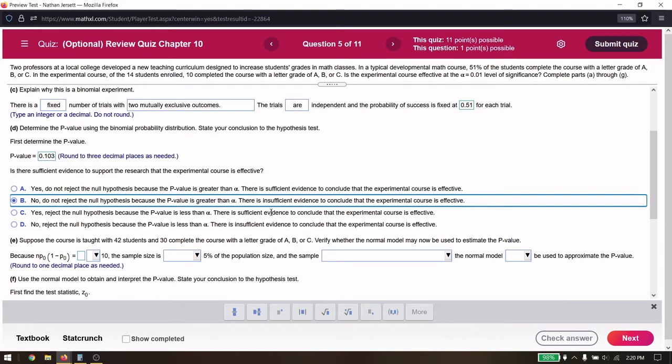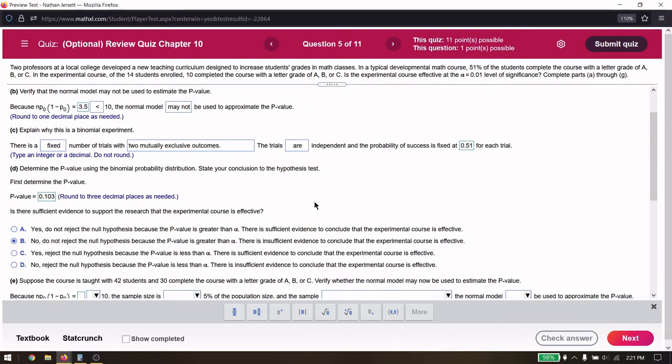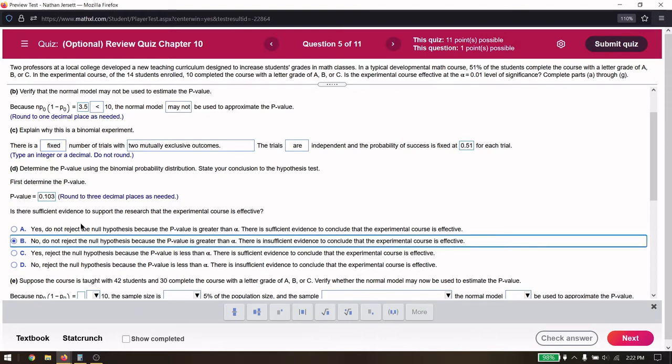I'm confused for a moment because I kept reading this as sufficient, but it says insufficient. So no, do not reject the null hypothesis. There is insufficient evidence to conclude that it's effective. So that's what we are saying here. P-value is greater than alpha, therefore we do not reject the null hypothesis. There's not enough evidence. All right.